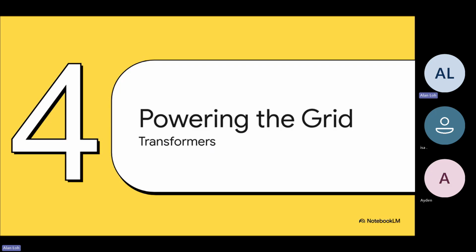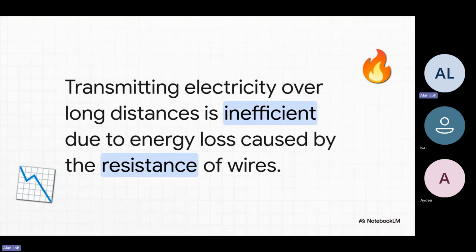Well, that's where the transformer comes in. Here's the big problem that transformers were invented to solve. If you try to send a huge amount of electrical current through hundreds of miles of power lines, you lose a ton of energy along the way. The resistance in the wires just turns that precious electricity into wasted heat.